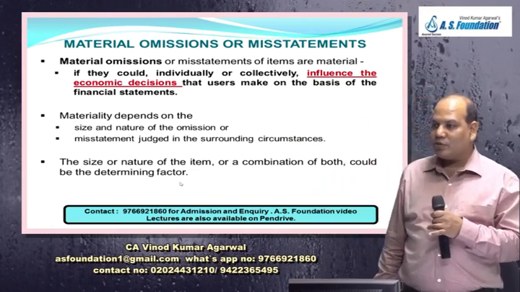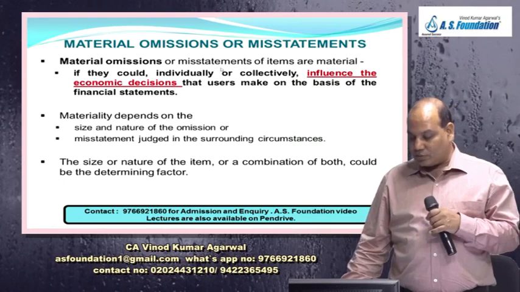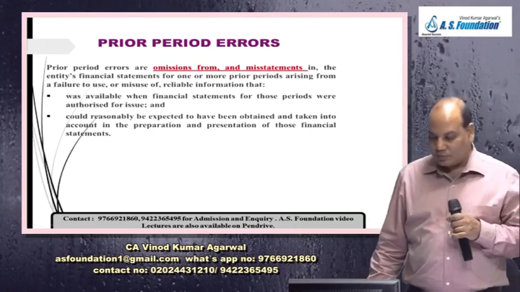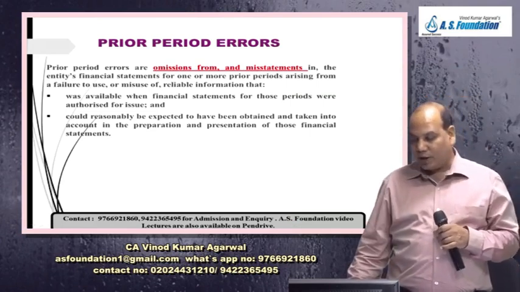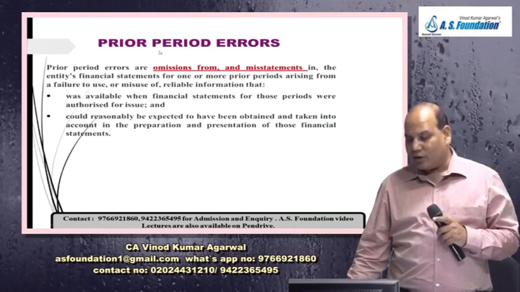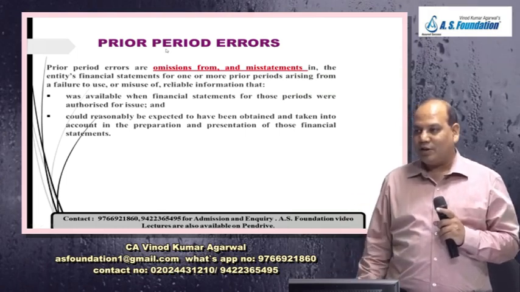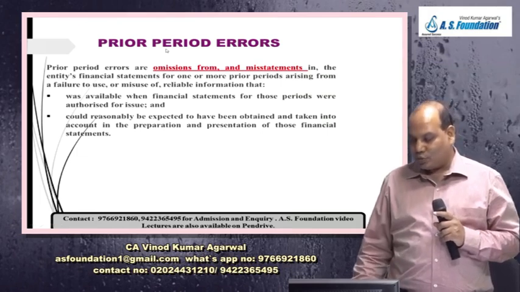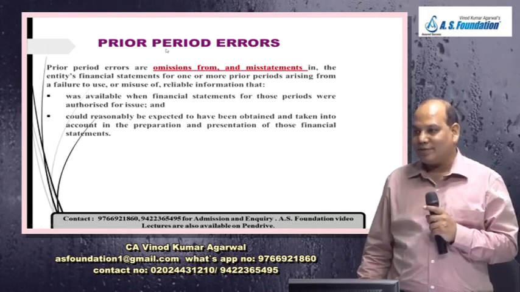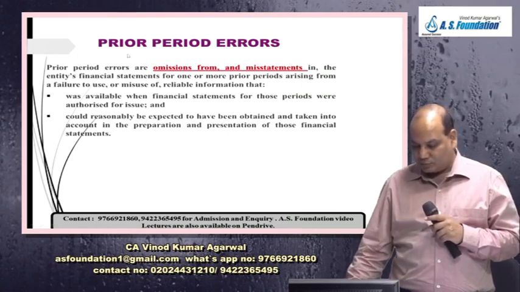As we have studied in IAS 1, material items need to be disclosed separately. Omission may be misleading. It may influence the decision of the user of financial statements. Next is the concept called prior period errors. As the name suggests, these are the errors committed in one or more prior periods, but were discovered in the current period. Now what should we do? Should we adjust the current data or should we give the retrospective effect and adjust the opening balances? Yes. So this standard guides you with respect to that also.